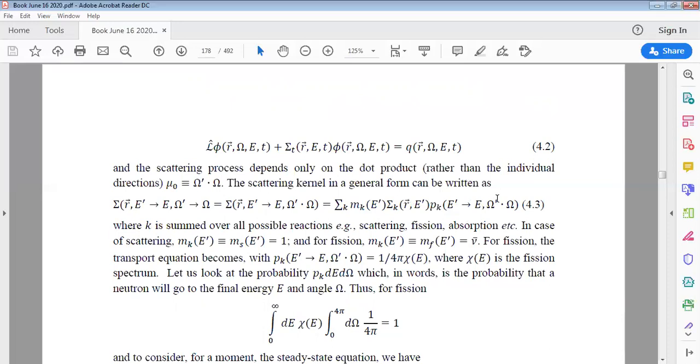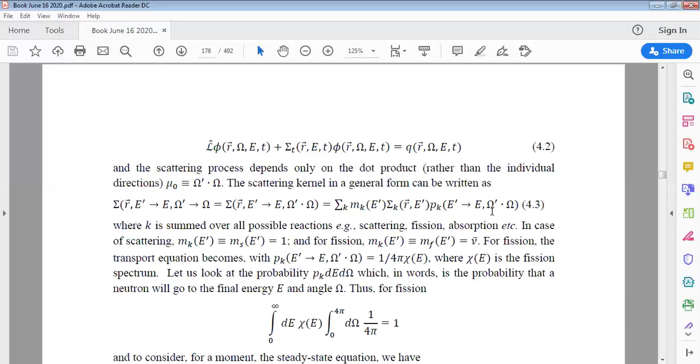Notice now that omega and omega prime are not written separately. They're written as the dot product of the two angles, which means that it's just the cosine of the angle between these two unit vectors that is actually important. And so far I've showed you a relationship between the two angles in terms of the energy E prime and energy E in the lab system related to the center of mass system. So if I extend that and write it in terms of the angle in the lab system, then this would be a function of just the square root of E over E prime and the square root of E prime over E, of course, multiplied by the relative mass of the target nuclei relative to the neutron.